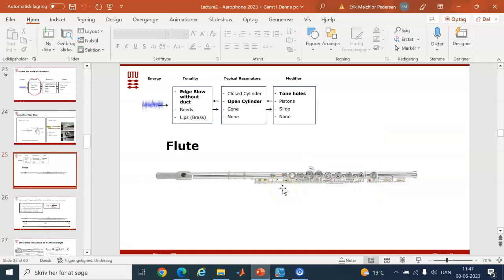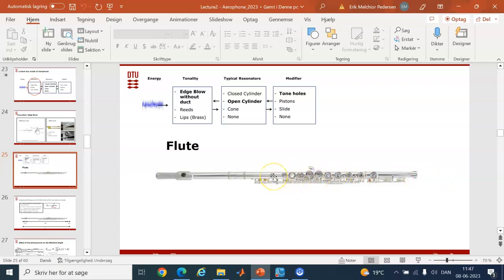And then we have a flute. It's an edge blow without a duct. No reeds, no lips used, but edge blow. I play flute. It's an open cylinder, open here and open here. Tone holes here.